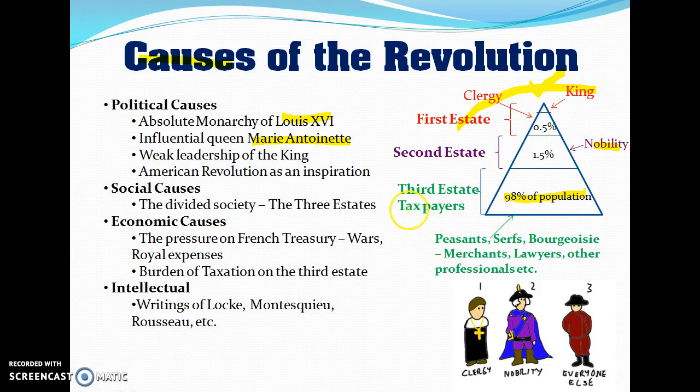Now the point to note here is that the third estate was the only class which paid taxes. The first and the second estates were exempted from paying taxes. So this was quite unjust and unequal.